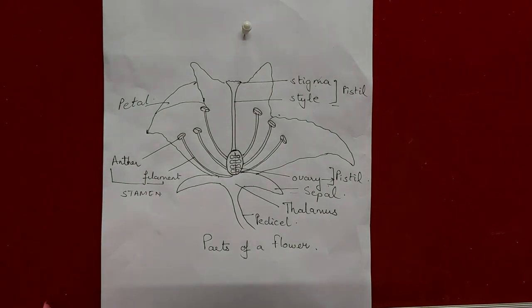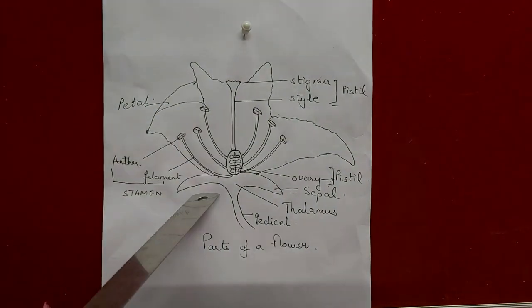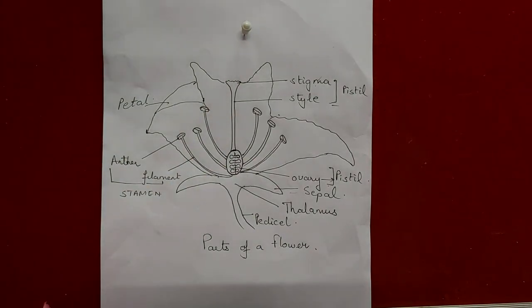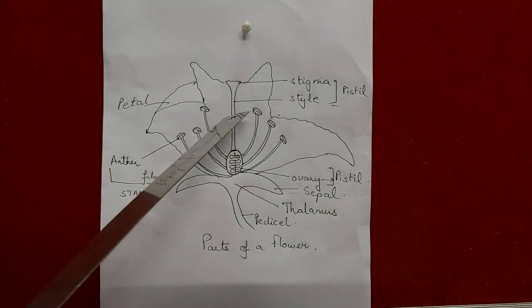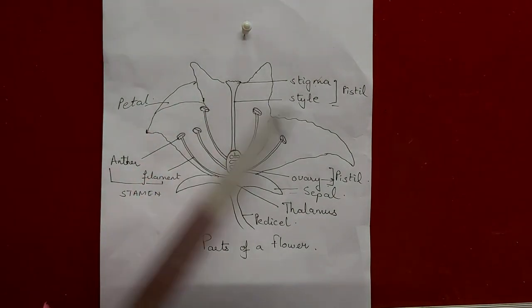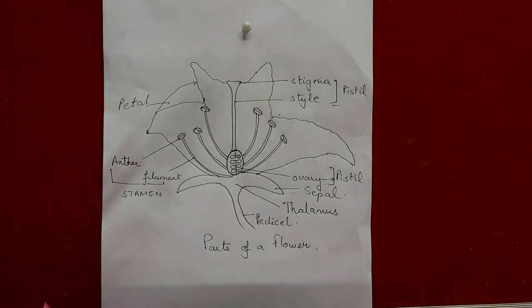Why are they called essential whorls of the flower? Because they directly take part in the reproduction. While sepals and petals are called the non-essential or helping whorls of the flower. Why are they called non-essential or helping whorls? As they do not directly take part in the reproduction. They only assist or help in the reproduction.